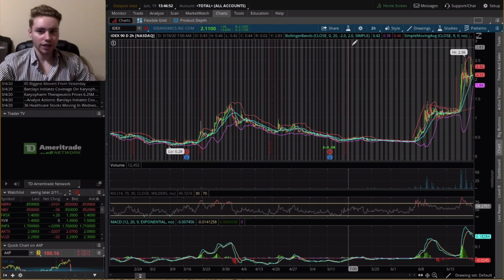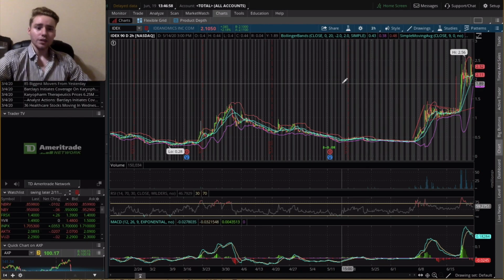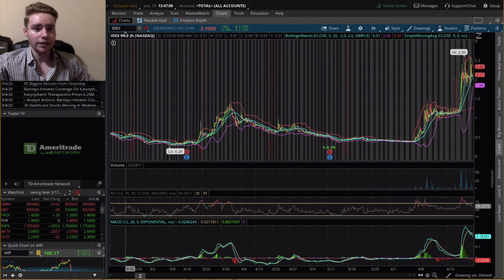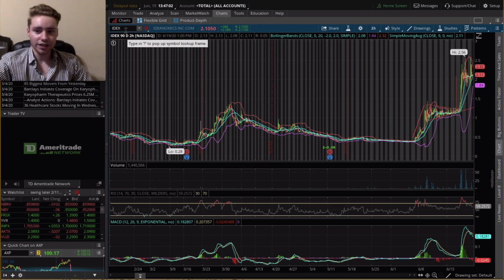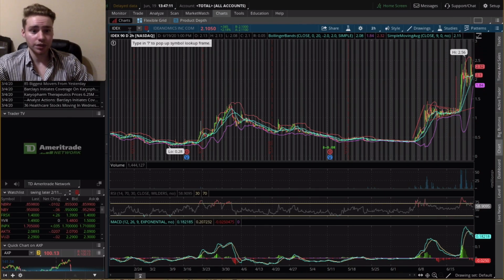So let's take a quick look at how a pennant works, what it looks like, so you guys can better use it in your trading. Now, the basics of a pennant. We can see here this is a pennant that I was able to get in on a few days ago, and this is essentially a textbook perfect example of a pennant.